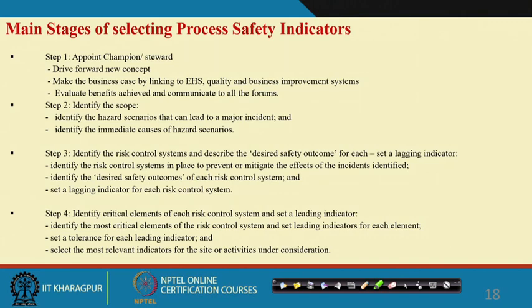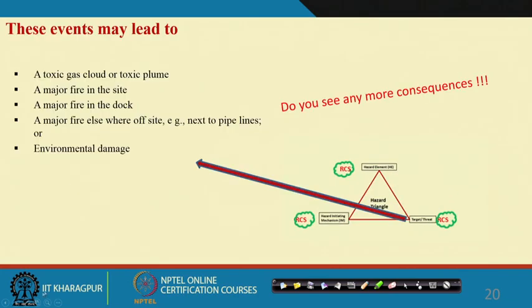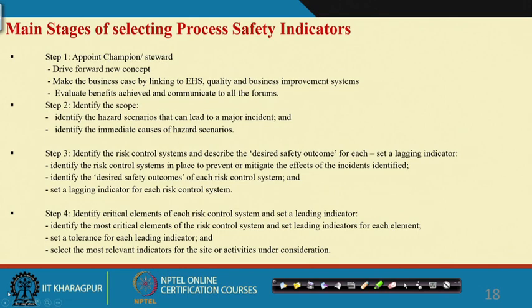So, what are the main stages of process safety indicators which we have discussed? First, appointing the champion who will drive the whole initiative. Then we have to identify the scope. Then we have to find the safety outcomes and the lagging indicators. Then we have to find the leading indicators. The rest is the analysis part.